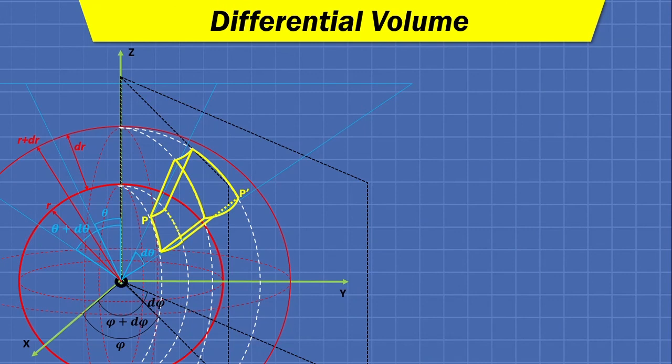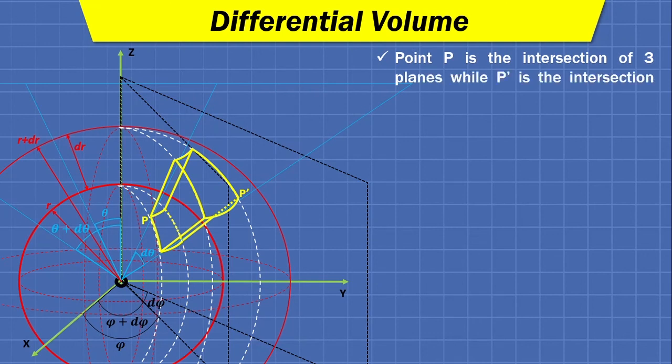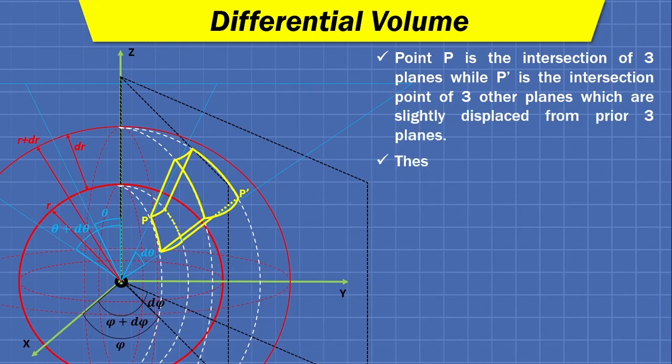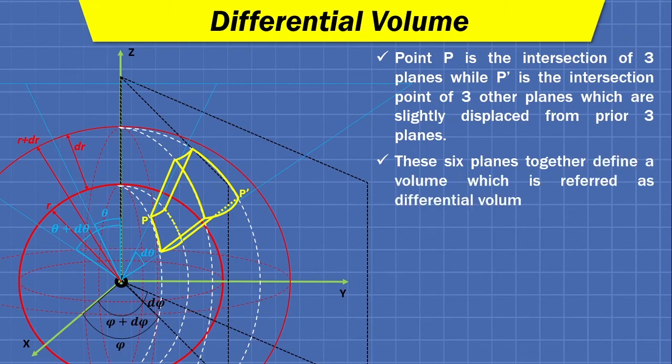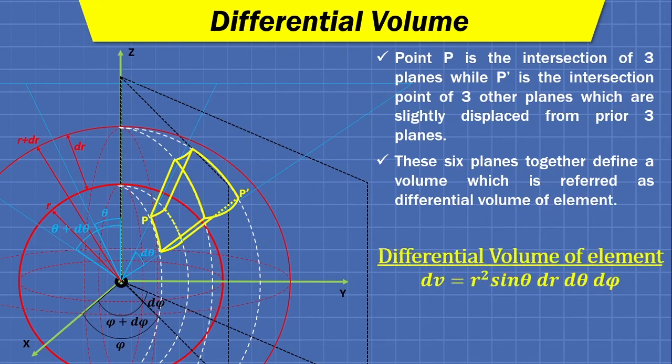And finally, differential volume. Point P is the intersection of 3 planes, while P prime is the intersection of 3 other planes which are slightly displaced from the prior 3 planes. These 6 planes together define a volume, which is referred to as the differential volume of the element. And volume is defined as the multiplication of differential lengths in the r direction, theta direction, and phi direction.